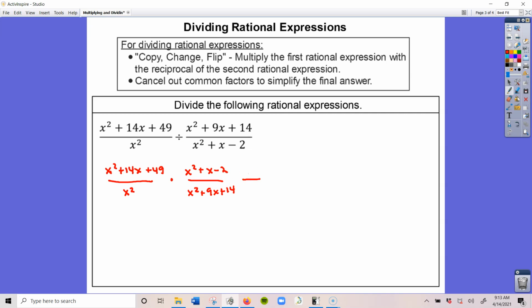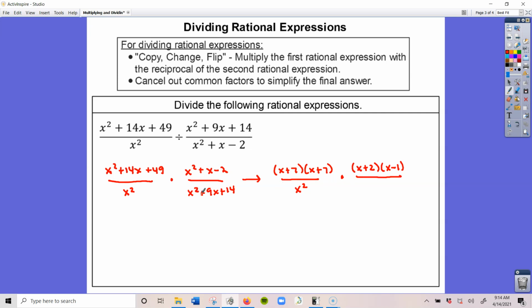So now we factor everything. X squared plus 14x plus 49 can be factored to x plus 7 times x plus 7, since 7 times 7 is 49 and 7 plus 7 is 14, over x squared, that cannot be factored, times x squared plus x minus 2 can be factored to x plus 2, x minus 1. Since 2 times negative 1 is negative 2, and 2 minus 1 is positive 1.